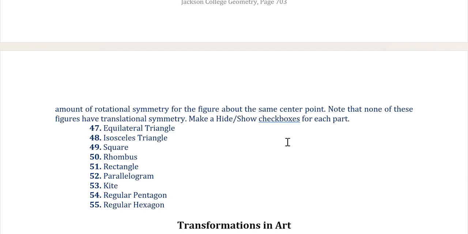So here is the next little exercise I'd like you to try to do. Take these figures here: equilateral triangle, isosceles triangle, square, rhombus, rectangle, parallelogram, kite, a regular pentagon, a regular hexagon. Make a general figure of each in GeoGebra and create the lines of symmetry for that, the mirror lines for reflective symmetry, and show the center and the amount of rotation for at least the smallest rotational symmetry. And by the way, if every figure, when you rotate 180 degrees about that point, will end up back where it starts, that's not considered symmetry.